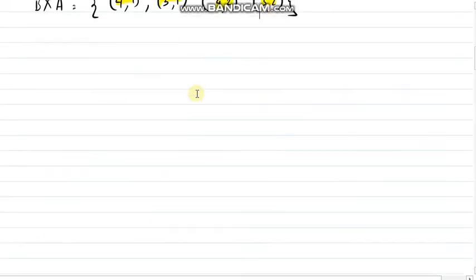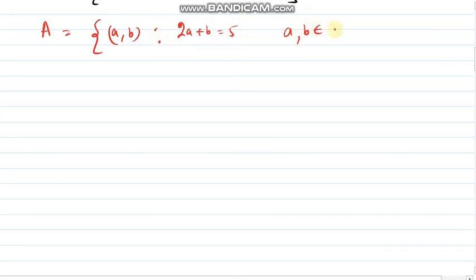Suppose the first example I will discuss. Suppose your set A is equal to {(a, b)}, where 2a plus b is equal to 5, and a and b belong to whole numbers. So we have to find out all the ordered pairs in the set. Since a and b belong to whole numbers, the values of a and b can be 0, 1, 2, 3, and it will go on like this, right?